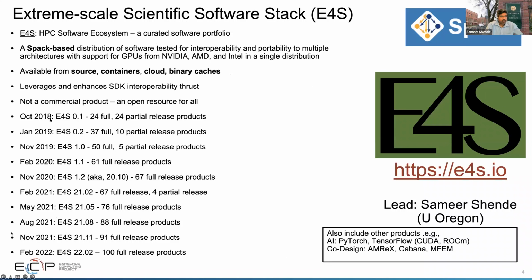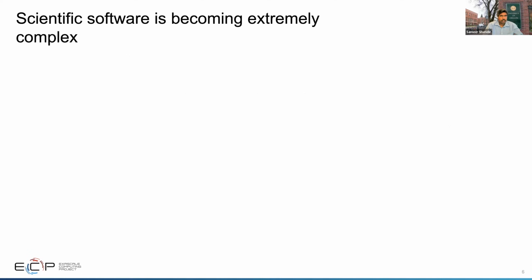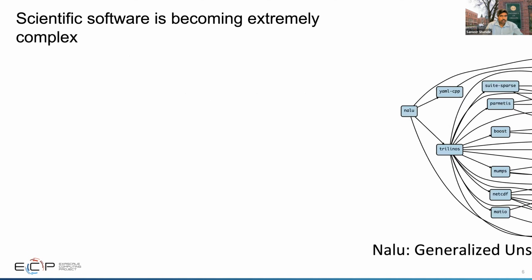And starting with our first release in October 2018, where we had 24 products, now we have 100 full release products. And we use the Spack package manager for the software delivery. It provides us a very versatile package manager that allows us to specify the versions of the packages. And the reason we do this is because our software is getting really complex.